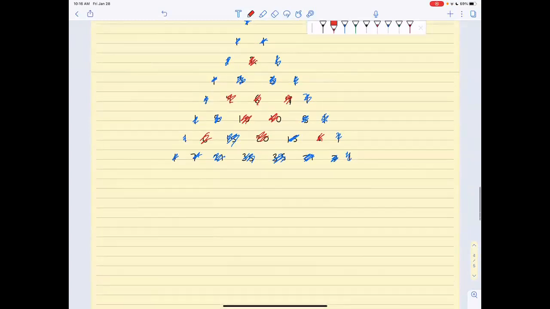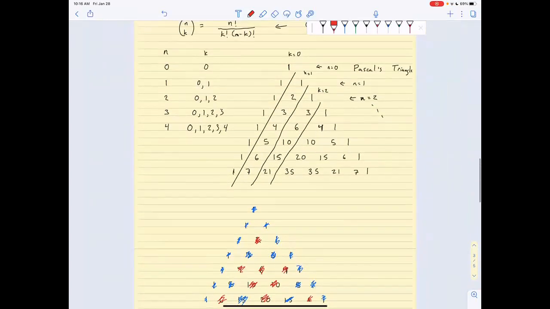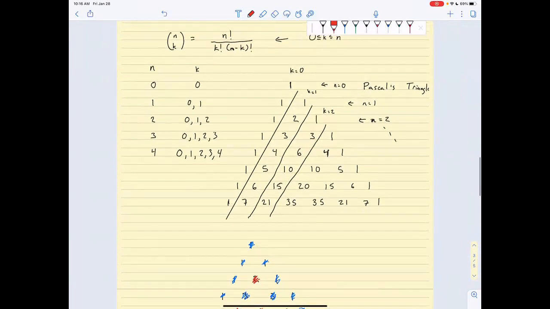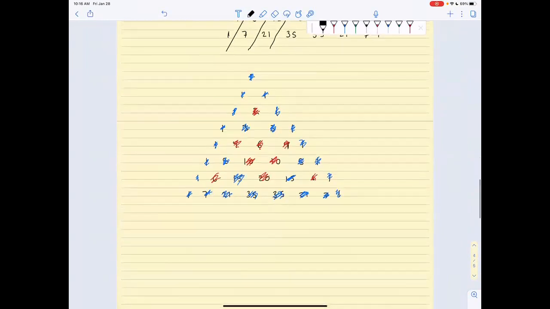Why am I talking to you guys about Pascal's triangle? Well, as I said, we are going to be talking about this later in the class, so might as well talk about it now, because these numbers count things. And they count something that we are already interested in.